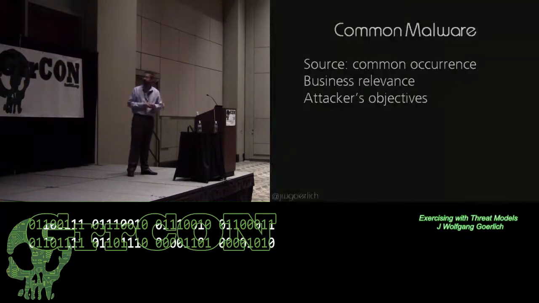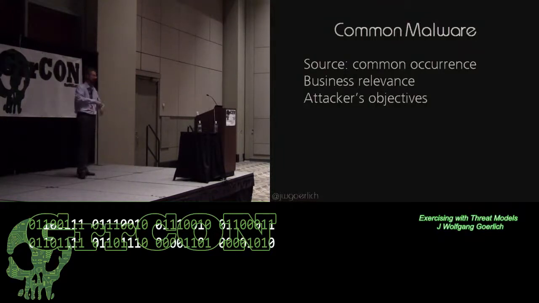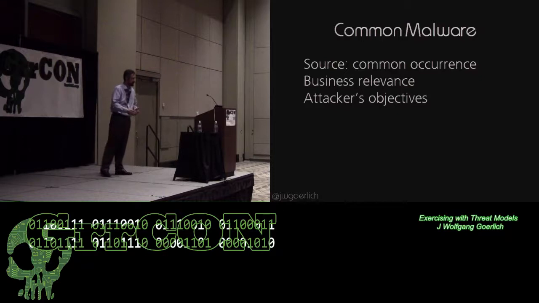Pretty straightforward. The source, obviously a common occurrence. When you're talking in an exercise, we might say this happened in this month. It attacked this many users. Here's what we saw. Business relevance: the people it affected, right? Businesses affected. How long were we down? What was the cost we were exposed to? And attacker's objectives. How bad did they want to get us? How advanced was the attack? Obviously, in this case, not very advanced. They didn't really care. They're just spreading malware.